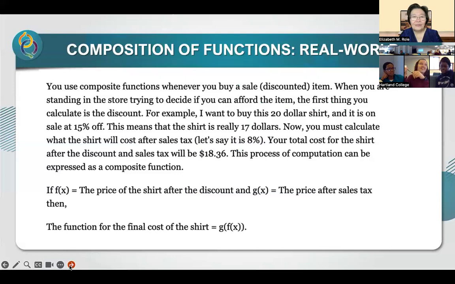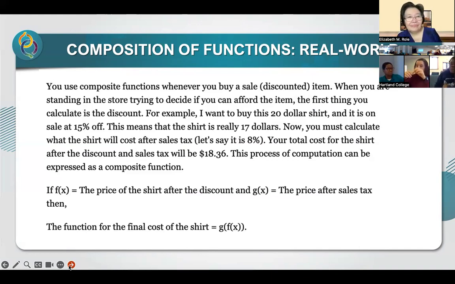Okay, now a question, just to understand what is this composition of functions? How is it applicable in the real world? Okay, let's see. Rachel, will you please read this?